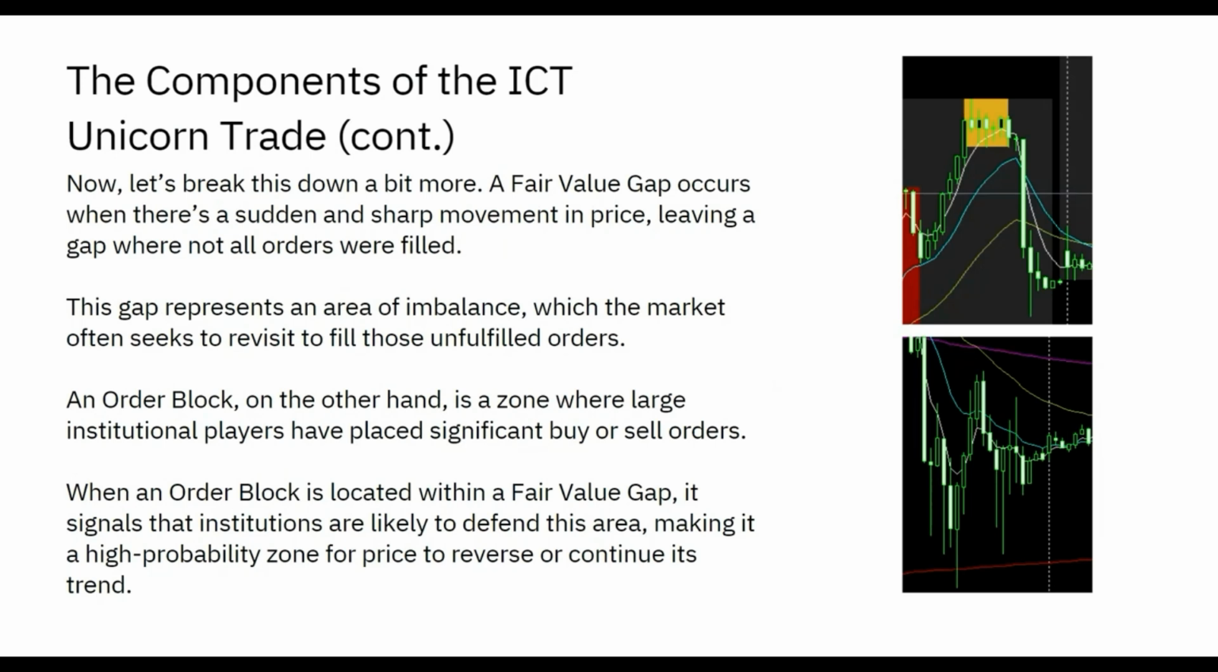Now let's break this down a bit more. A fair value gap occurs when there's a sudden and sharp movement in price, leaving a gap where not all orders were filled. This gap represents an area of imbalance where the market often seeks to revisit to fill those unfulfilled orders. An order block, on the other hand, is a zone where large institutional players have placed significant buy or sell orders. When an order block is located within a fair value gap, it signals that institutions are likely to defend this area, making it a high probability zone for price to reverse or continue its trend.